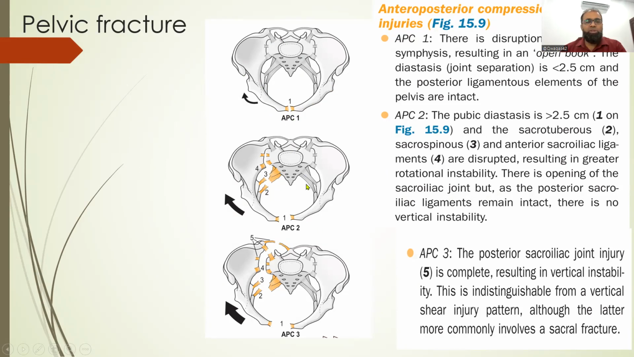If you go to type 2, there's a more severe injury, with the gap more than 2.5 centimeters. There's also involvement of the anterior ligament complex. The anterior sacroiliac ligaments are disrupted. There is external rotation of the pelvis, and the pelvic volume is increased as a whole. So there will be more chances of hypotension in the anteroposterior type 2 and type 3. In type 3, the whole posterior ligament complex is gone, along with the pubic symphysis ligament. So you have to look out for this.